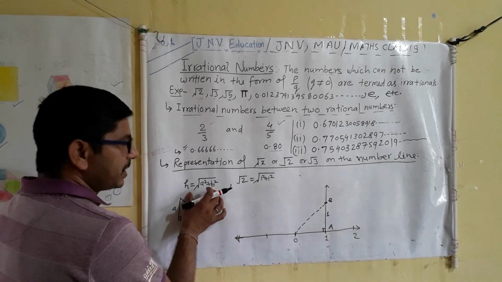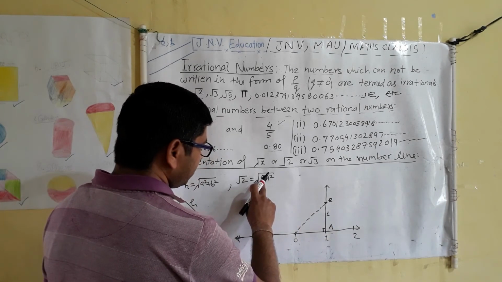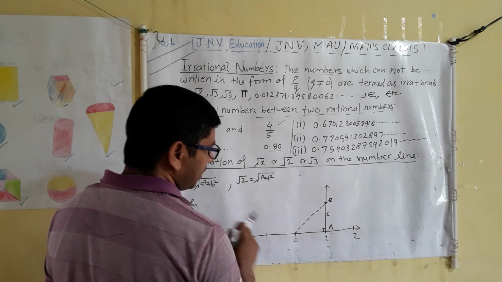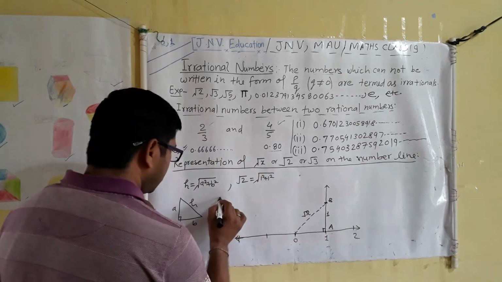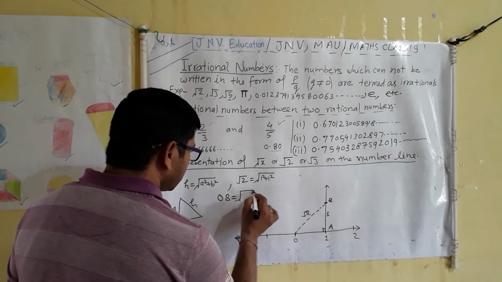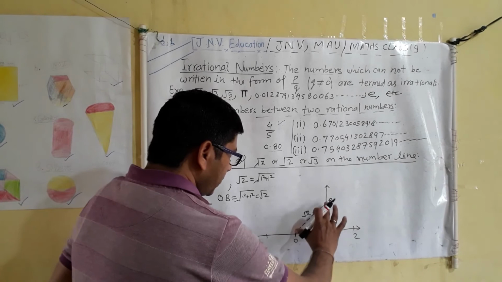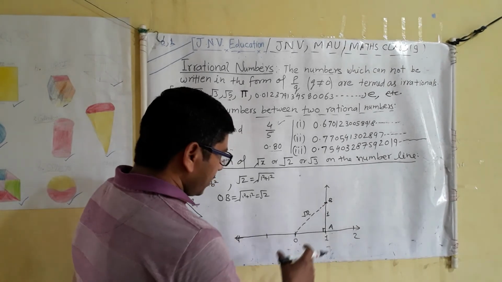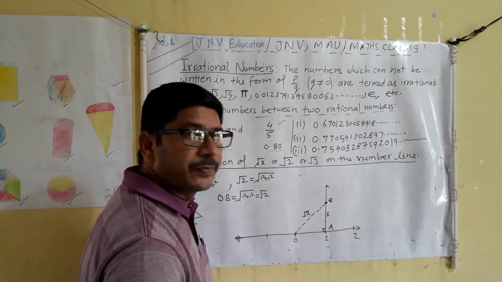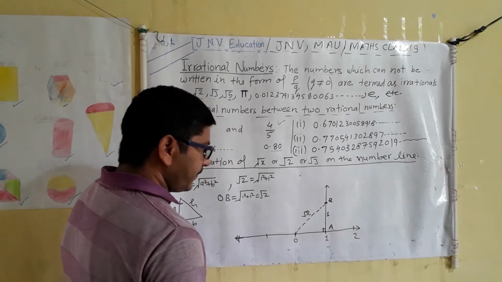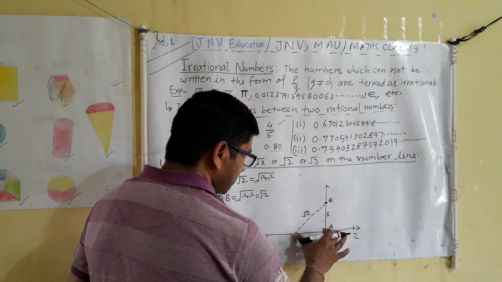From the Pythagoras property, if you calculate the hypotenuse, it is the square root of the square of 1 plus the square of 1, so you get square root 2. So OB is the hypotenuse and it is square root 2. But we want to represent this square root 2 on the number line. The value of square root 2 should be represented on the number line.